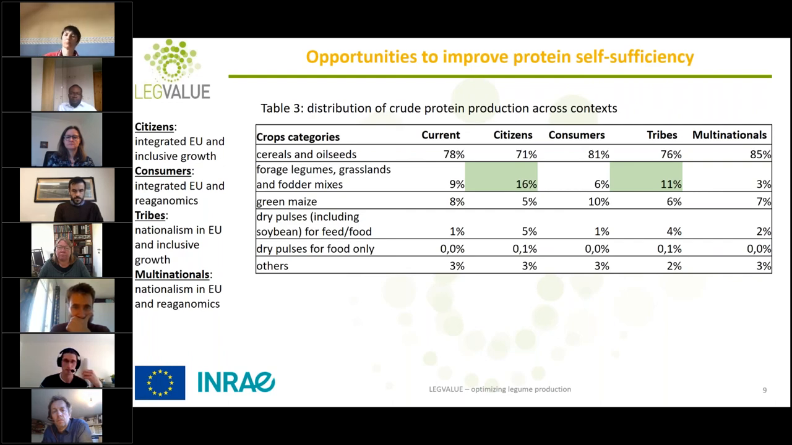And while protein sources such as cereals, faba beans, soybean can be very easily exchanged on international markets, forage tends to be produced and consumed in the same place, roughly. So I totally agree with you that it's not enough because we do not analyze the demand, but this is a good point for protein self-sufficiency.